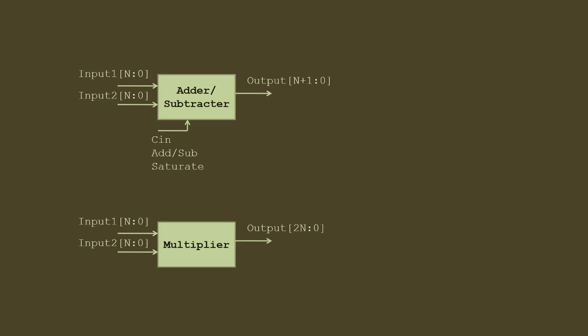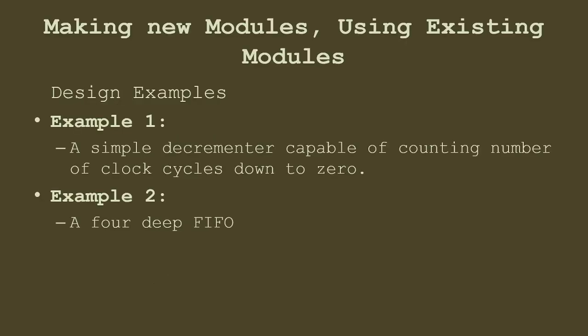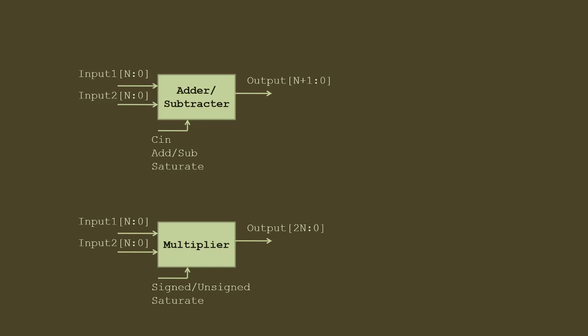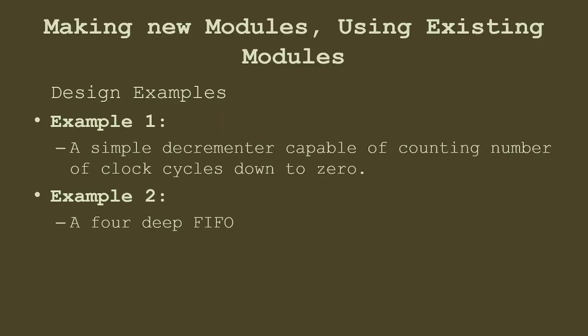Similarly, a multiplier multiplies two numbers, and normally if we multiply two n-bit numbers, the output can be of 2n bits. So again, there are options to have signed and unsigned multipliers, and again, we have the option to saturate it. So these are the general building blocks that we use. So now we do a couple of examples.